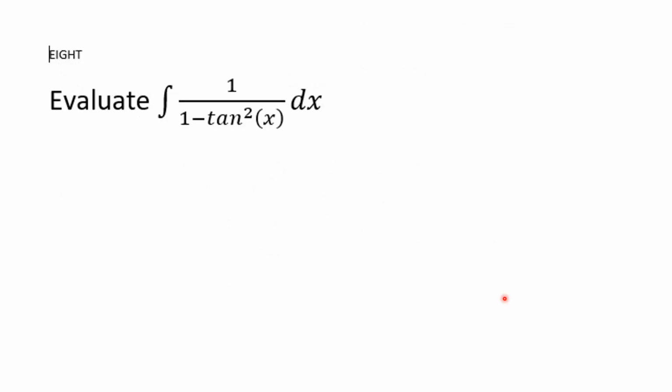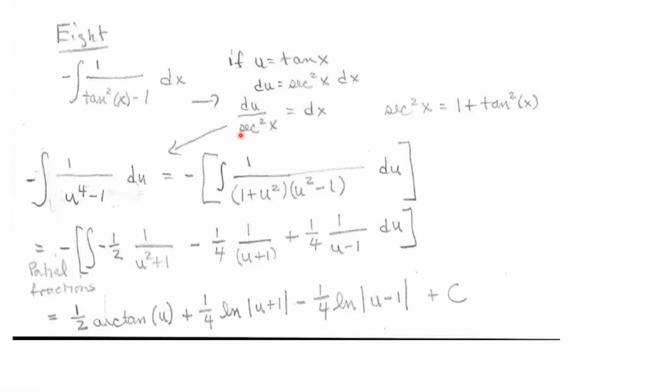Here is problem 8. You were to evaluate this indefinite integral. Changing the sign here is a useful thing to do to make the problem a little simpler. Then you make the substitution u equal tan x, du equals secant squared x dx. And then you can use the fact that dx is du over secant squared, but secant squared is tangent squared plus 1, so we can change this and we get something nice in the denominator of u to the 4th minus 1, which can be factored this way.